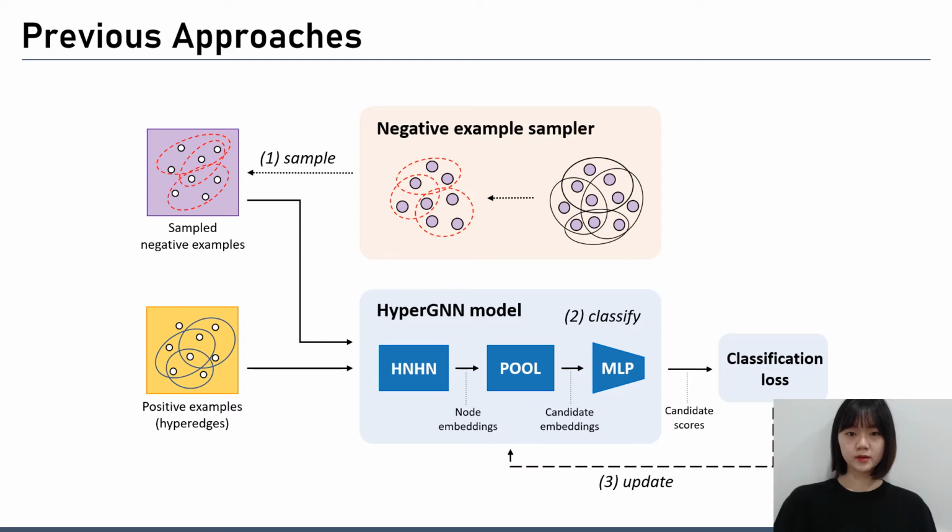Here, we list a common procedure of previous hyperedge prediction algorithms. Hyperedge prediction can be divided into 3 steps. First, we sample negative examples from the hypergraph using a heuristic sampling rule. Then, we classify the sampled negative examples and positive examples with the hypergraph neural network model. Lastly, we calculate the classification loss and update the model.